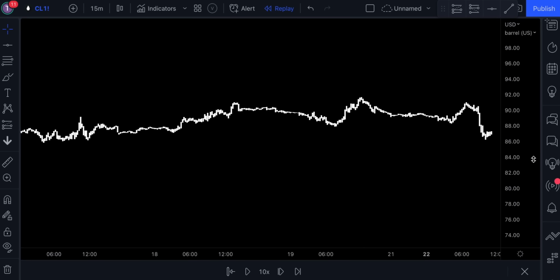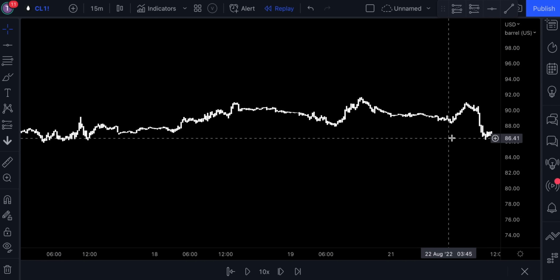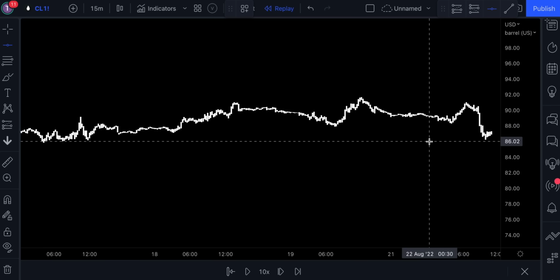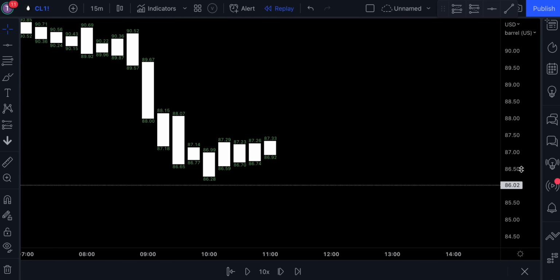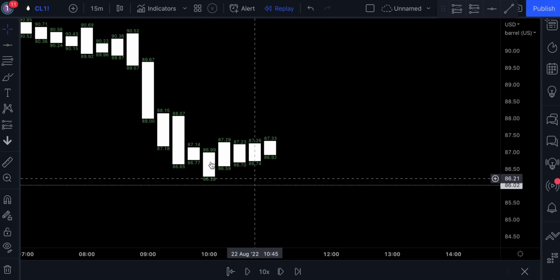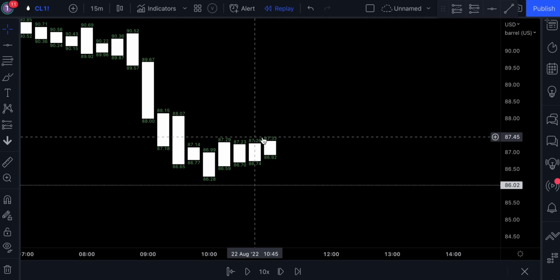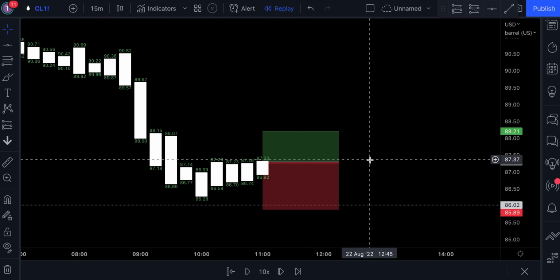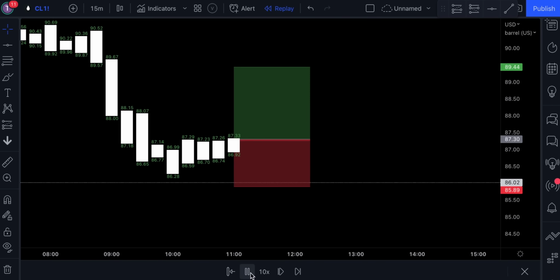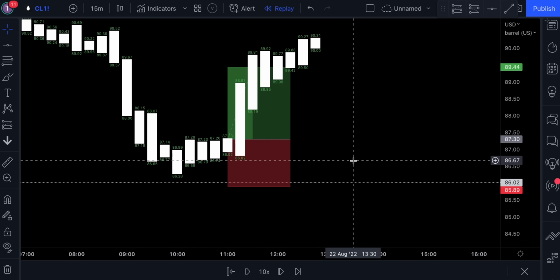For long positions, you want to find the major level of support. We can see that it's sitting at around $86, and then once you identified it, you're going to be waiting for a few consecutive bullish candlesticks. The stop loss will be set slightly below the level of support so that you don't get stopped out. As we can see, the market immediately hits that take profit target.